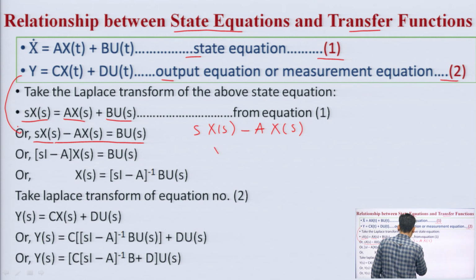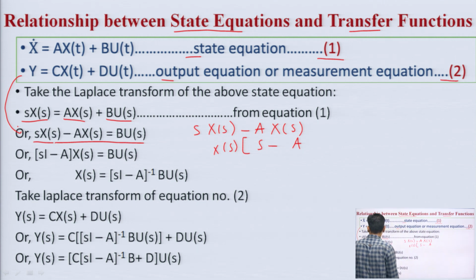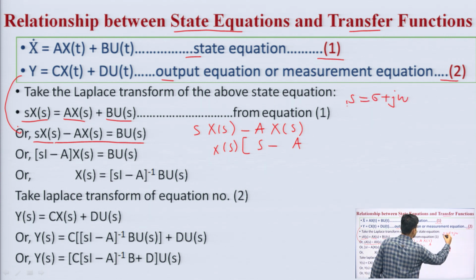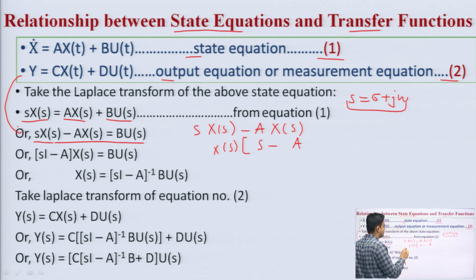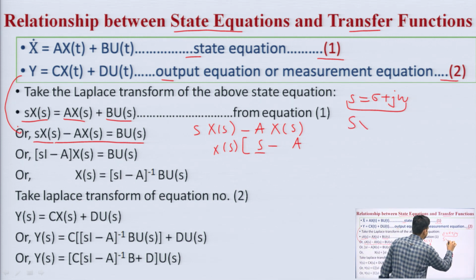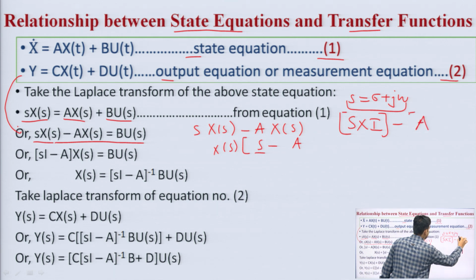So, if I take X(s) common, what will I get? s minus A. What is A? A is here a matrix. But what is s? s is a complex frequency, s equals sigma plus j omega, a complex number. If I assume sigma and omega are constant, this variable s would be a constant, whereas A is a matrix. So, this subtraction is not possible. What do we need to do? We need to convert this s into a matrix, by multiplying it with the identity matrix. Then it can easily be subtracted from the A matrix.